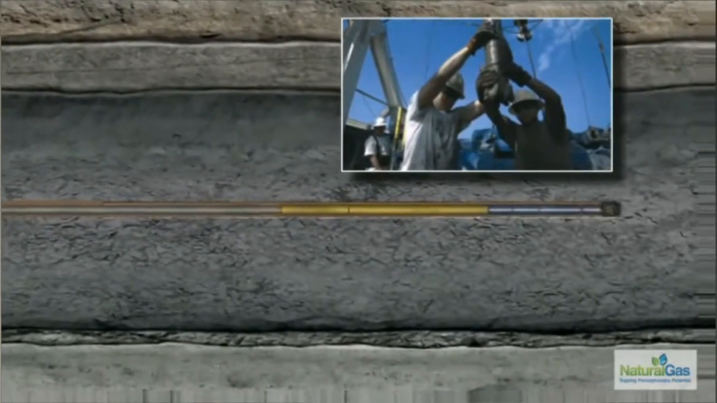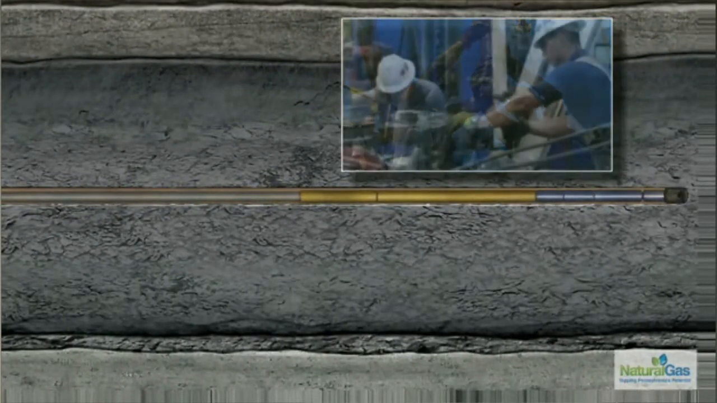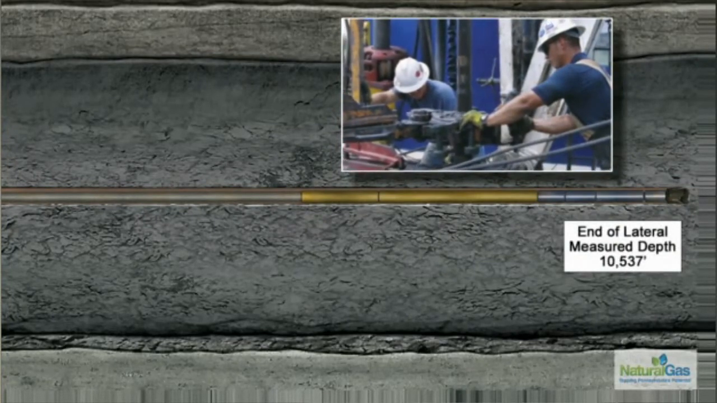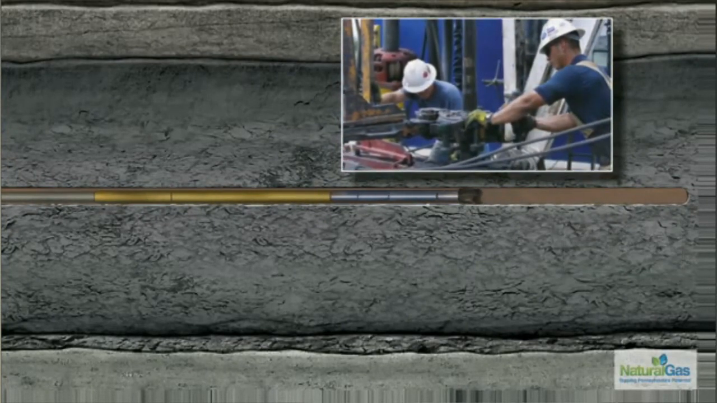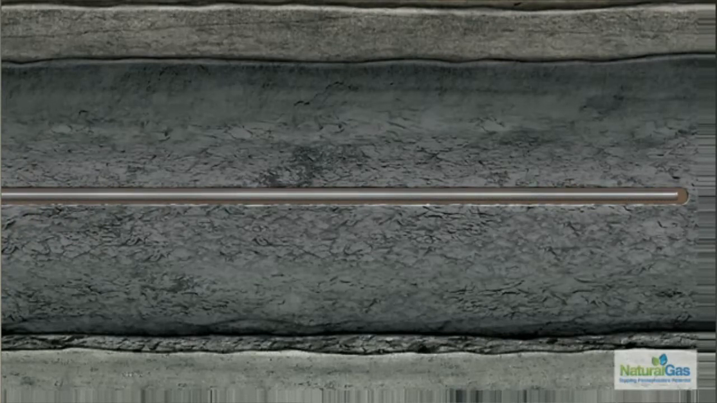At various stages of drilling, the pipe is taken out of the hole for tool and bit changes and put back in. This process is called tripping pipe. When the targeted distance is reached, the drill pipe and bit are removed from the wellbore one last time. Production casing is now inserted into the full length of the wellbore.